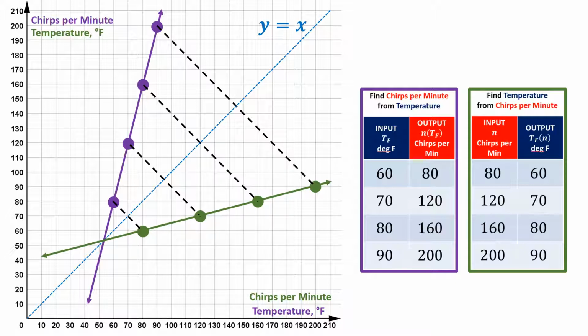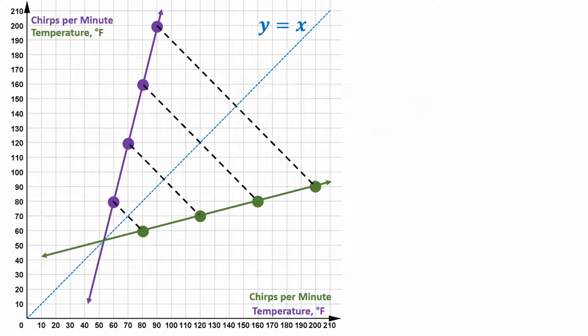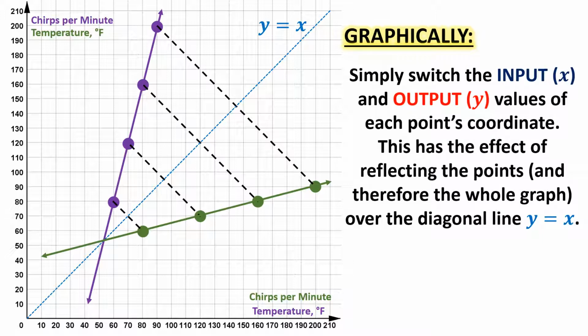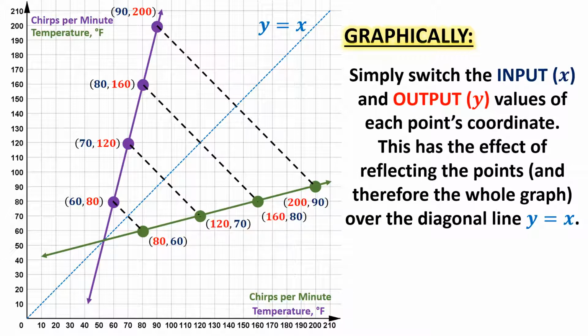And the process of reflecting is really the way that we draw inverses of graphs graphically: we simply switch the input and output values of each point's coordinates. So we've got those points for our inputs and outputs of the original Dolbears, and if we just reverse the x and y and replot those points, we end up with the other points that you see there.